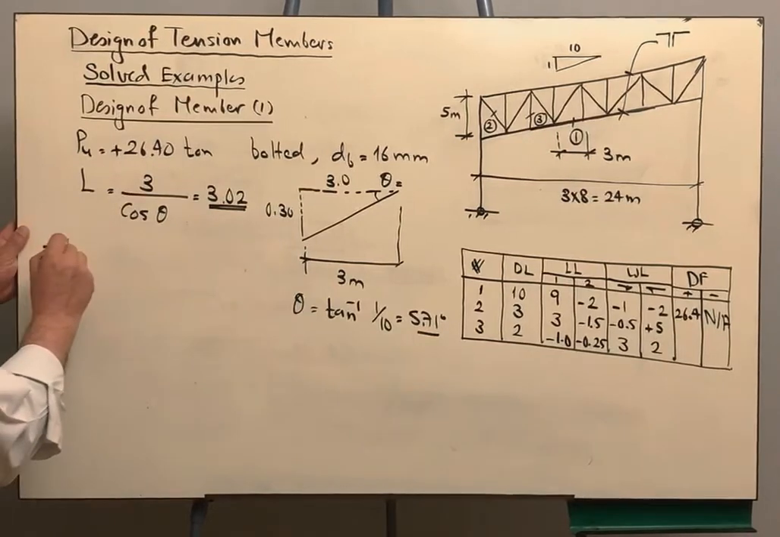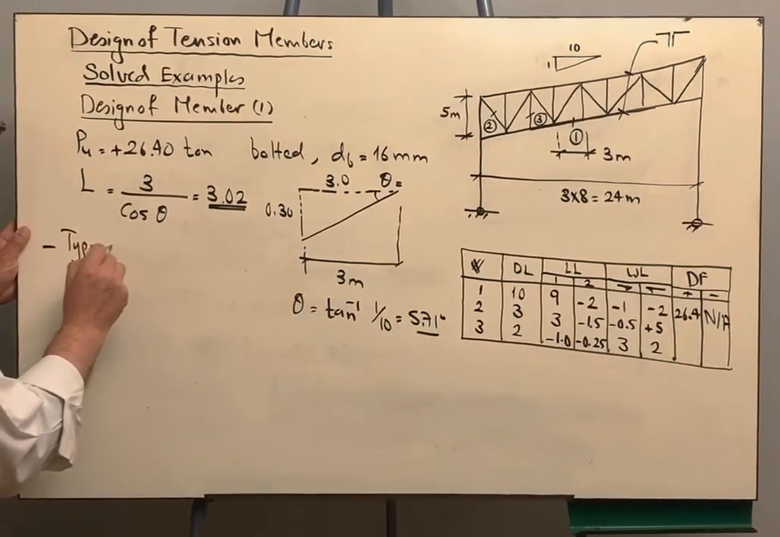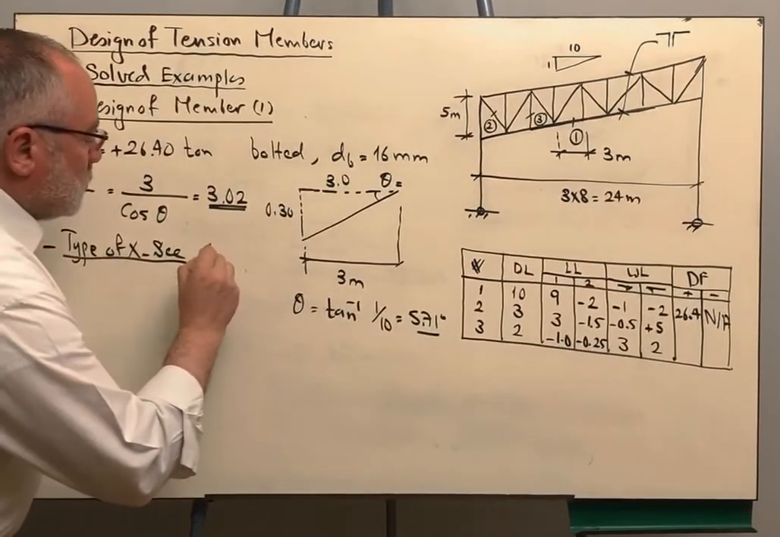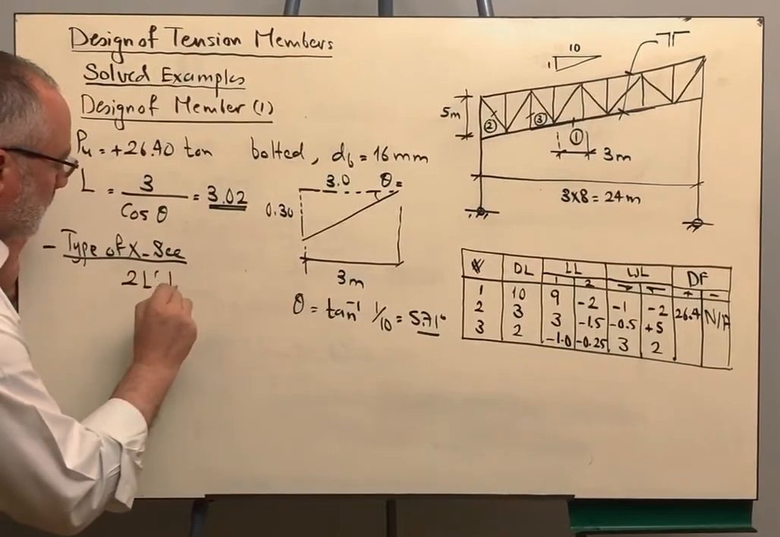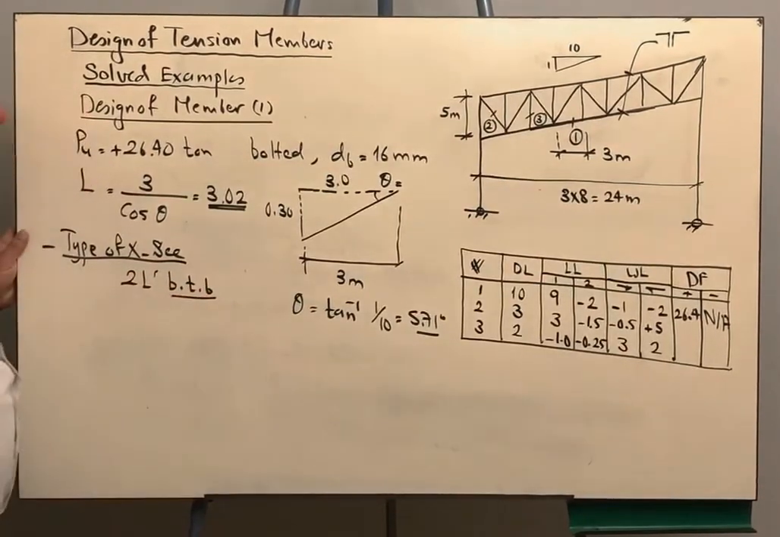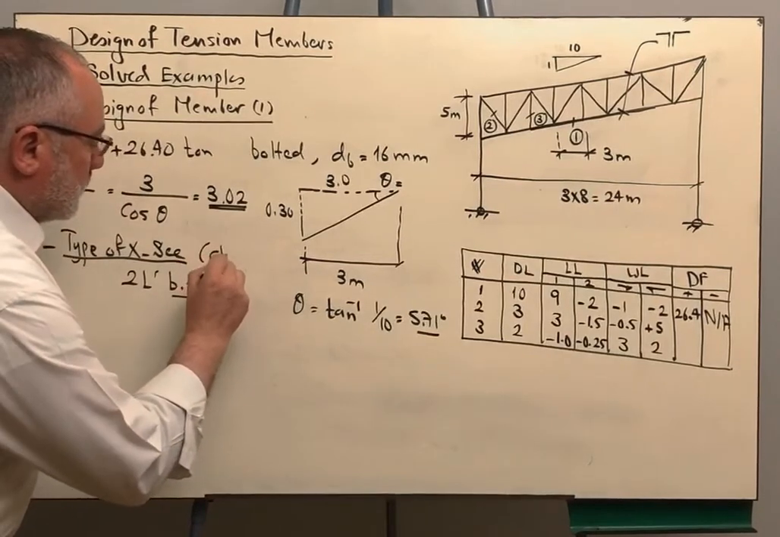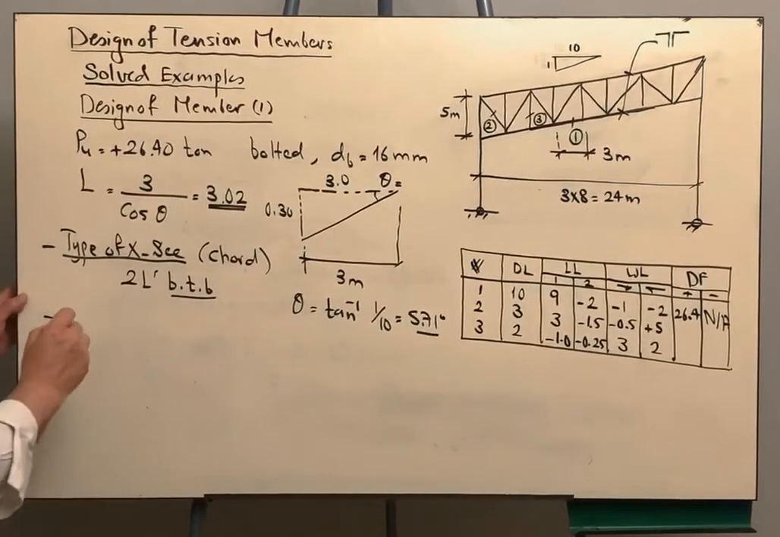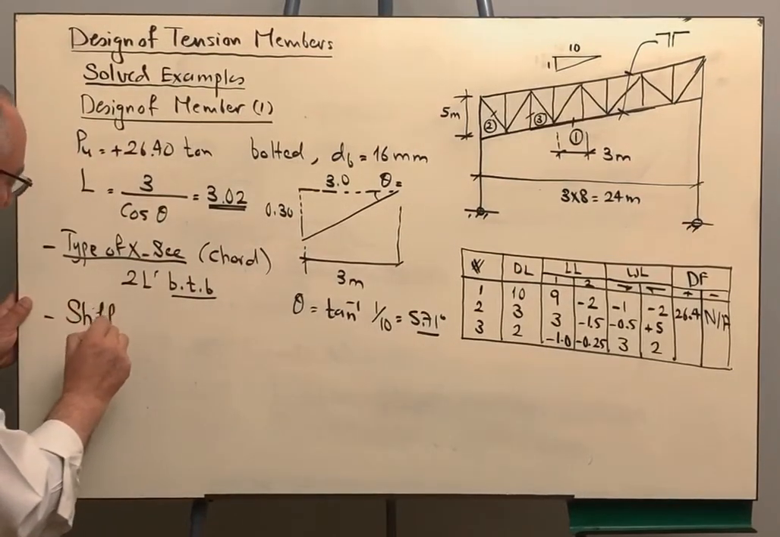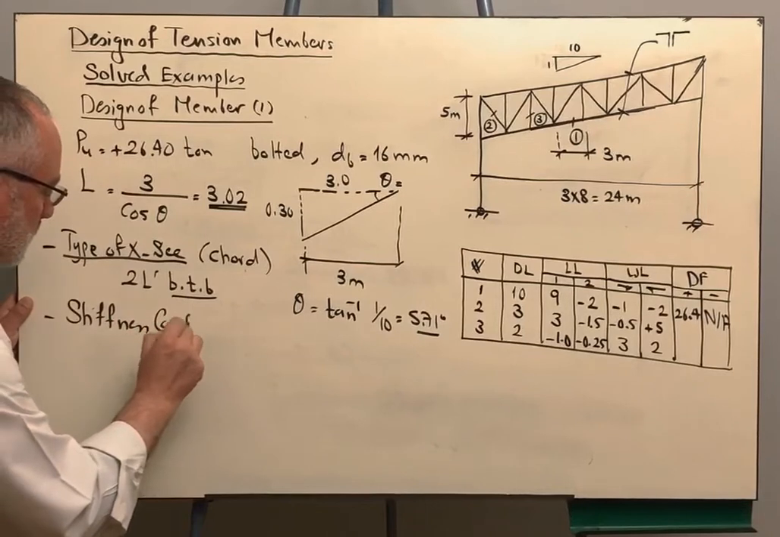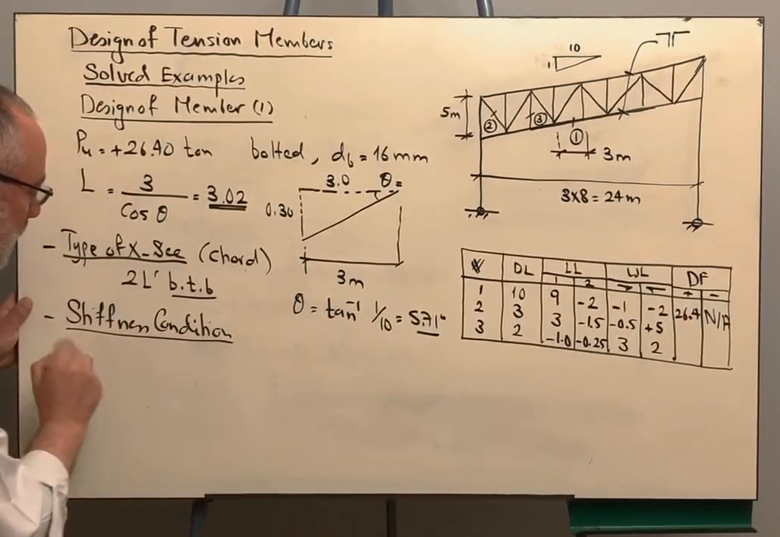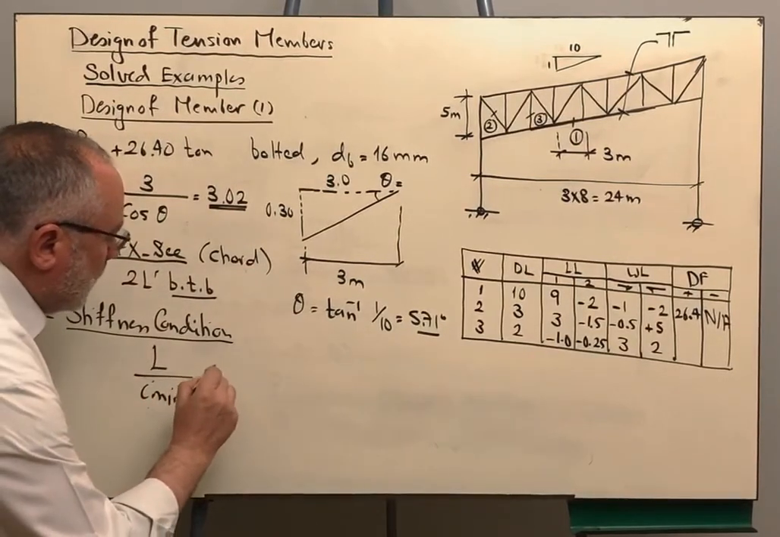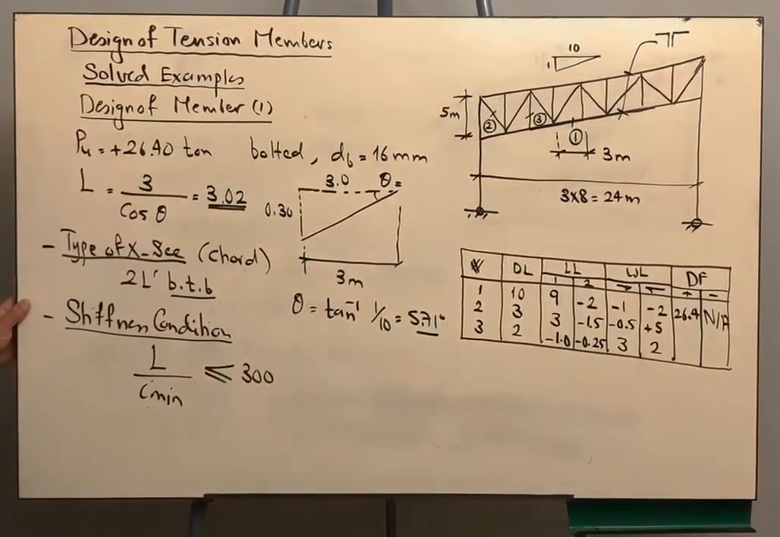Now the first step is the type of cross-section. The type of cross-section has to be two angles back to back. Why? Because this is a chord member. The second condition is the stiffness condition. We say here that L over I minimum should be less than or equal to 300.